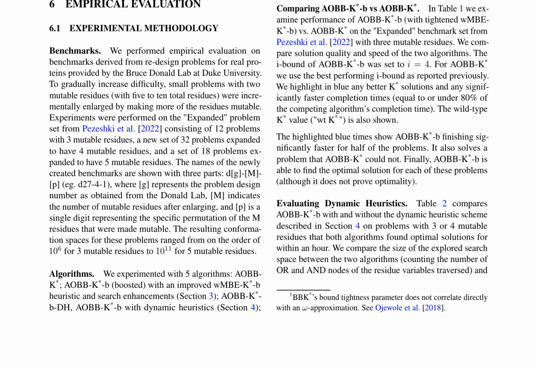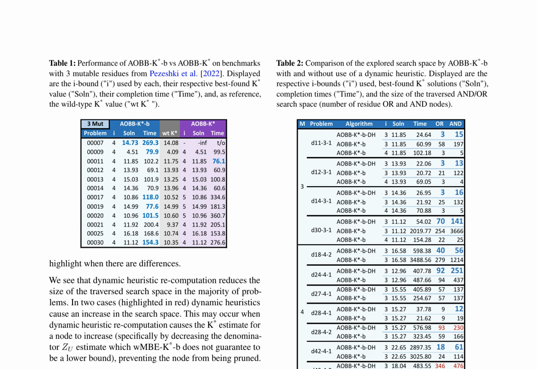Future work may involve exploring the UFO scheme for other graphical model tasks. The performance of AOBB-K is compared to AOBB-K on benchmarks with 3 mutable residues from Pezeshki et al. 2022, in Table 1. Dynamic heuristic recomputation reduces the size of the traversed search space in most problems, although it may increase the search space in some cases.